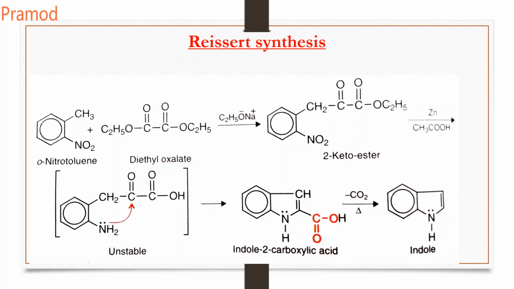It forms an alpha ketoester. This undergoes reduction and hydrolysis in presence of zinc and acetic acid to form your amino group. The nitro gets reduced to your amino, and this is unstable. So the amino group attacks on your alpha carbonyl carbon of your 2-ketoester to form indole-2-carboxylic acid, which undergoes decarboxylation to give your indole. So this is your Reissert synthesis of your indole. That is your fourth method for the synthesis of your indole.